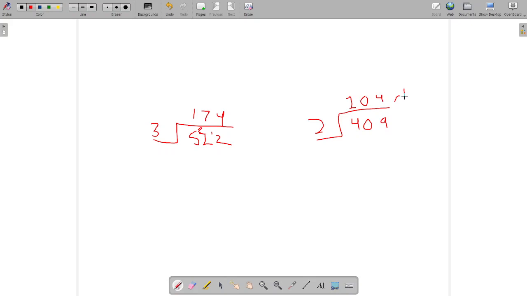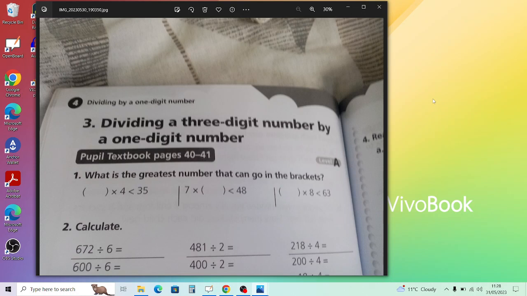Right, and then on to page 55. Which one shall we do? 4b: a swallow can eat 780 insects in 2 days. It eats the same number each day. How many will it eat each day? So 780 divided by 2. C, calculate the number of books in each class. So 640 divided by 4, and so on and so forth.